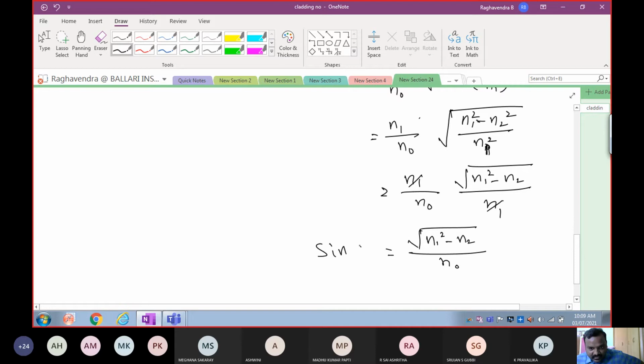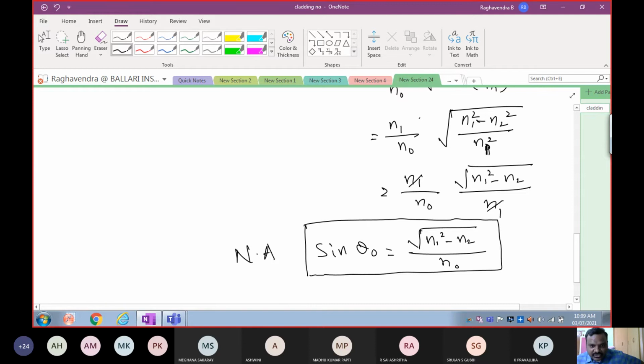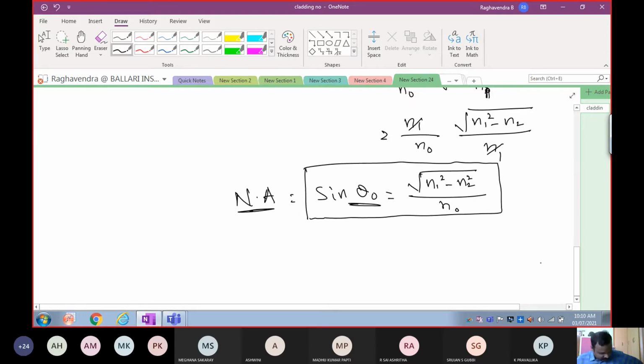It is sine of theta naught. Okay, so this is the expression for numerical aperture. As I told you already, numerical aperture can be mathematically expressed as the sine of the acceptance angle. Theta naught is the acceptance angle, which is equal to the square root of n1 square minus n2 square divided by n0. Tell me what is n1 here? Refractive index of core. What is n2 here? Refractive index of cladding. What is n0 here?